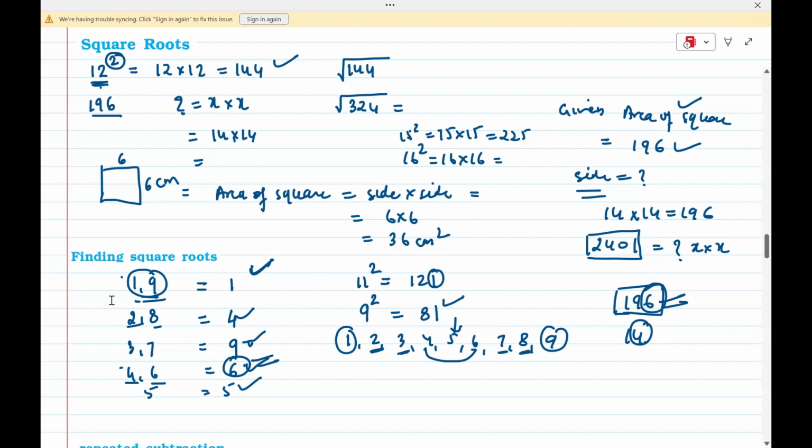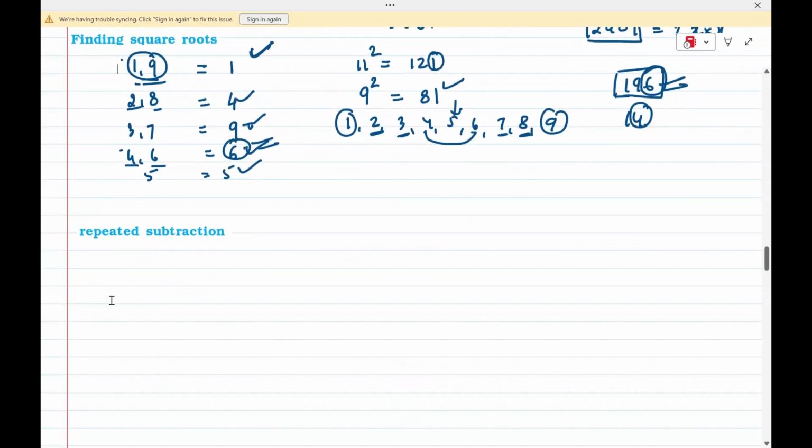Now coming to the methods of finding the square root. First one is repeated subtraction. And what is that? We have seen that if I add n odd natural numbers, you will get n squared. As the square root is the reverse of squaring, it means if I subtract odd natural numbers, I will find out the square root.